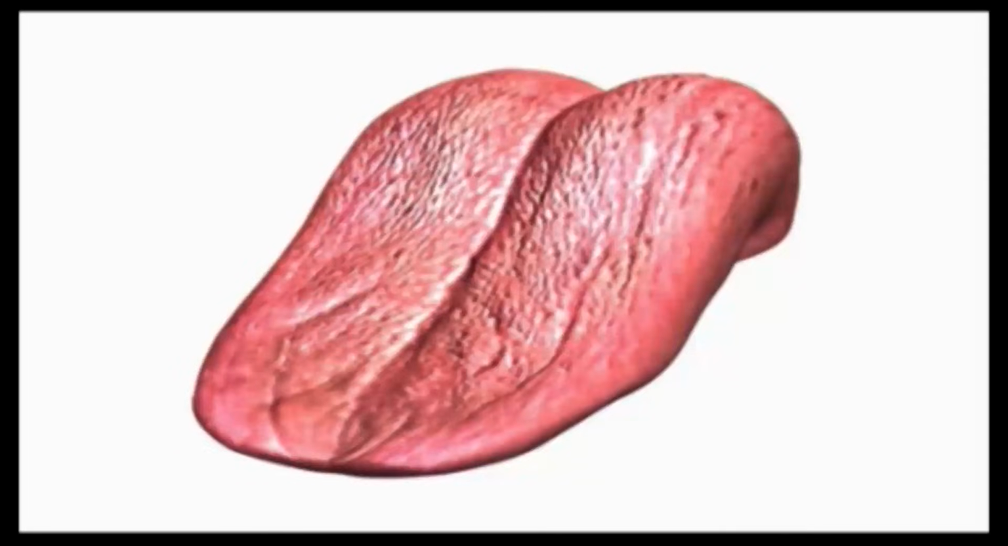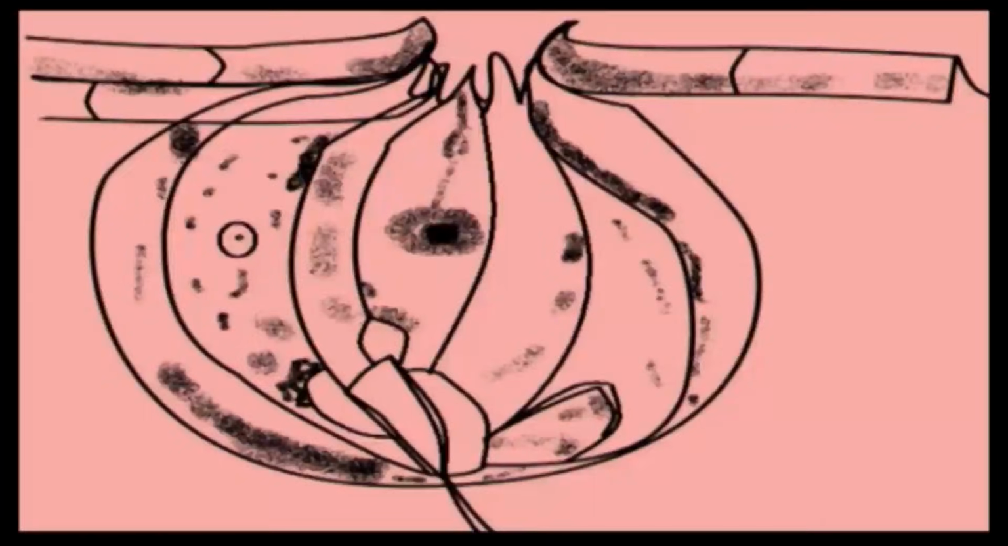The tip of the tongue is sensitive to sweet and salty tastes, the sides to sour and the back to bitterness. You can see small bumps that contain the taste buds. These bumps are called papillae. You can see a taste bud.